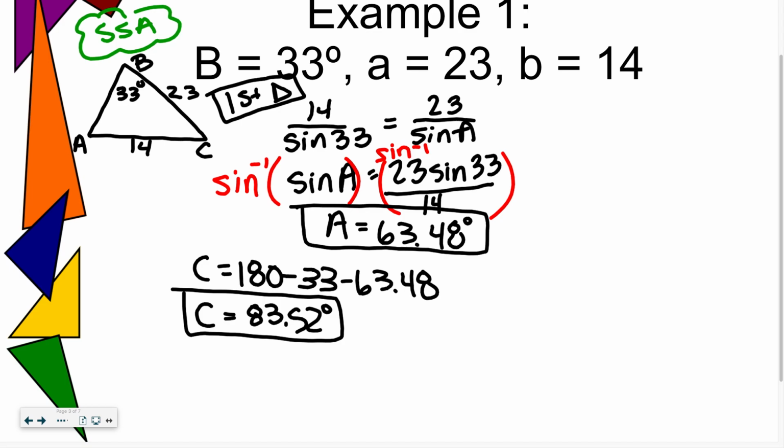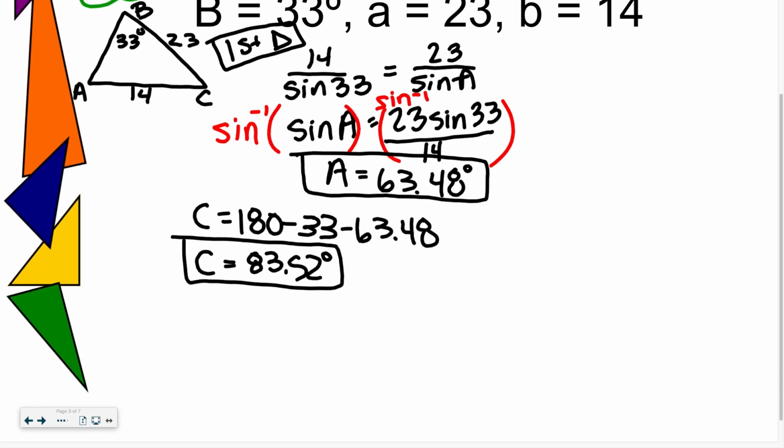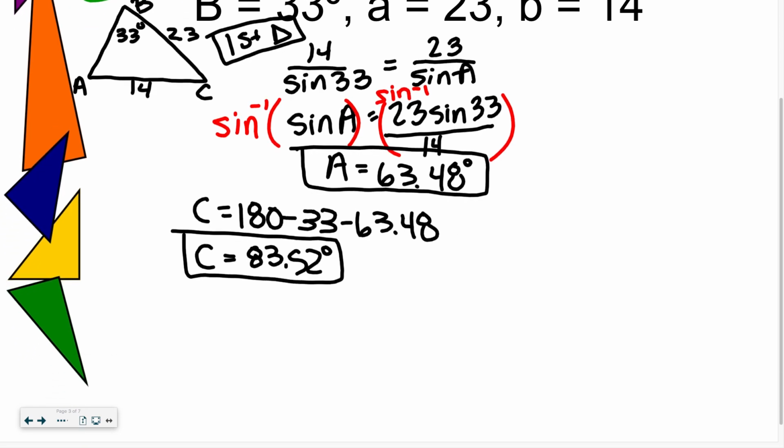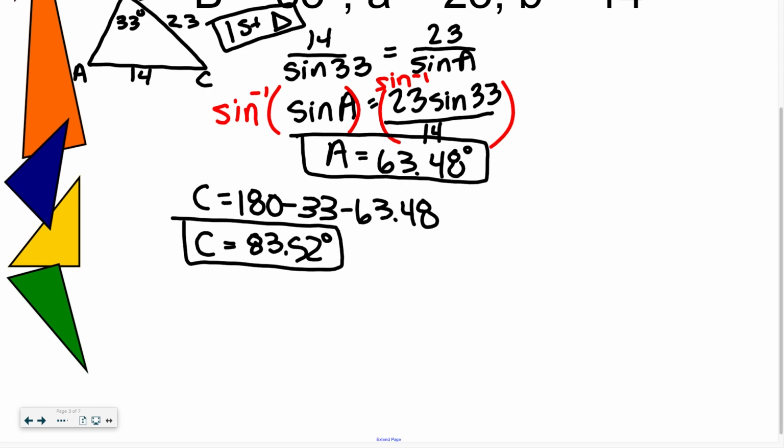And then I can now find side C because I know angle C. So far the math is letting me do everything. I haven't come up with anything strange. So I'm assuming this triangle is actually existing, because I can find the next angle. Everything makes sense. Things that don't make sense, like errors in your calculator, negative side lengths, negative angles, those things would make me think twice about what I was doing.